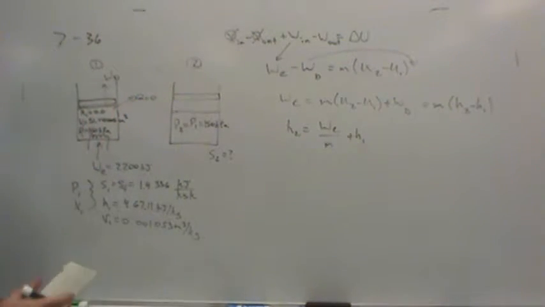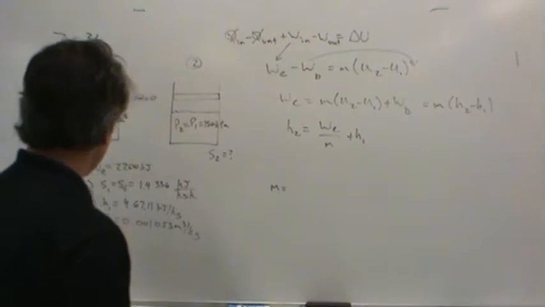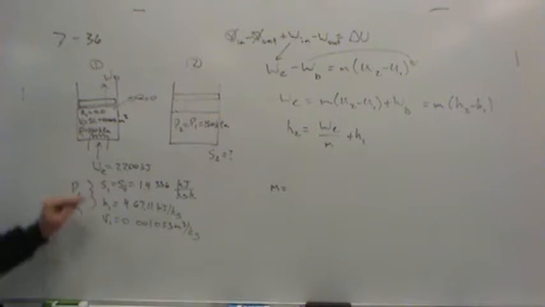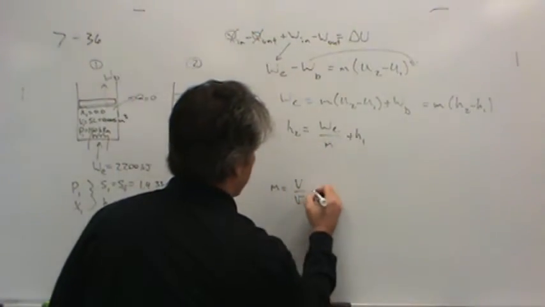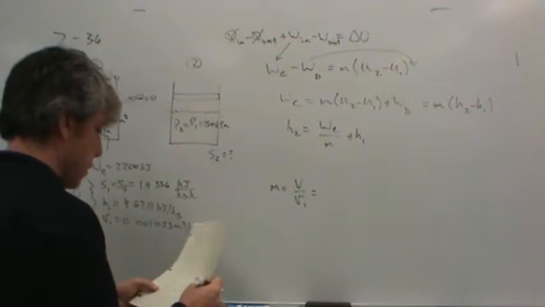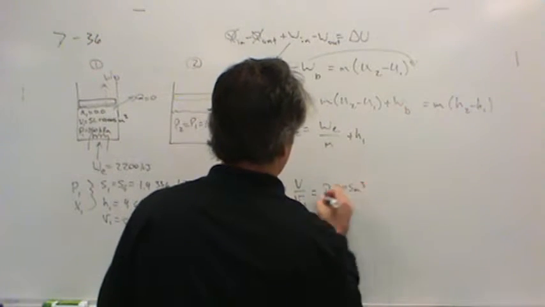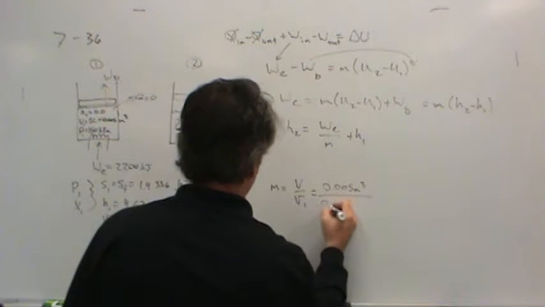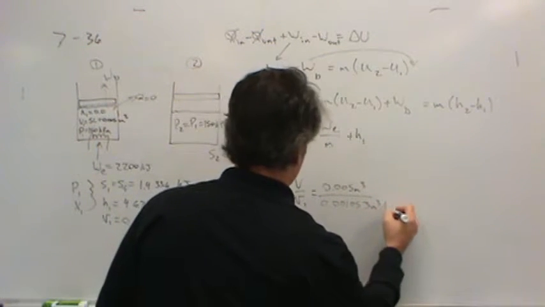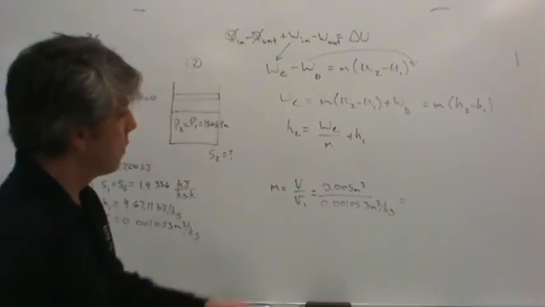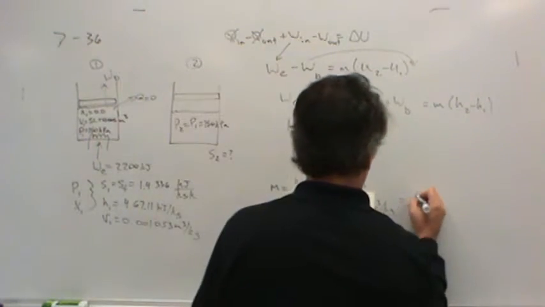So we need to find out how much mass is in the system. So let's go off and do that. The mass in the system. How would we do it? Well, we know the total volume and we know the specific volume. So we could take the total volume divided by the specific volume. That would give us the mass in the system. So that's 0.005 cubic meters of volume divided by 0.001053 cubic meters per kilogram. This is going to be what? About 5 or so, a little less. In fact, it comes out to 4.